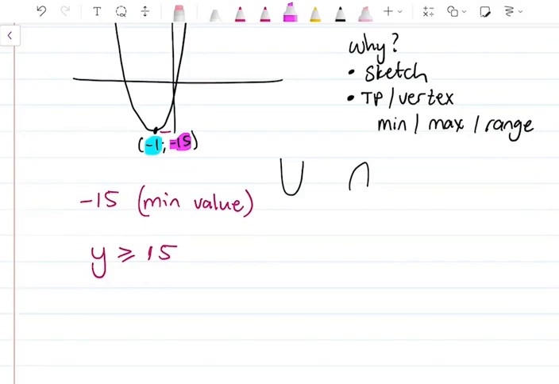Okay, so those are two reasons. Another reason is because we can solve the quadratic. So in other words, we can find the roots.